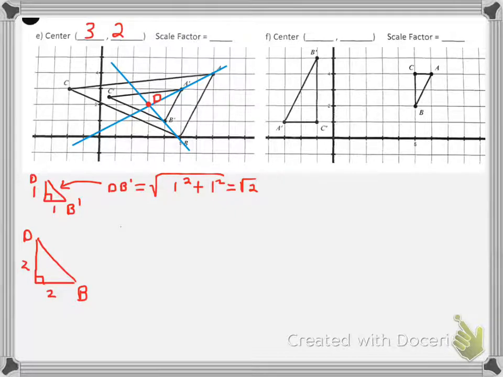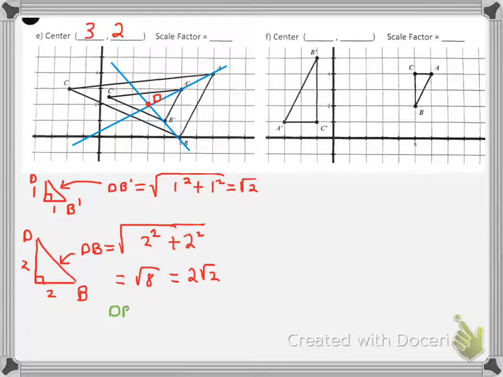And yes, I know it's down, but the length itself, the distance itself is 2. It's positive. So that length from D to B is going to be the square root of 2 squared plus the other 2 squared. So 4 and 4 is 8. And you remember you need to reduce these radicals. You want to look for perfect square factors of that number. And so 8 is the same thing as 4 times 2. So the square root of 8 is the square root of 4 times the square root of 2, which reduces to 2 root 2.